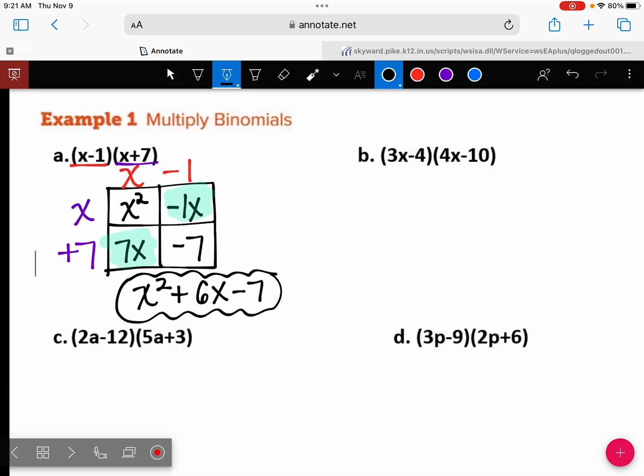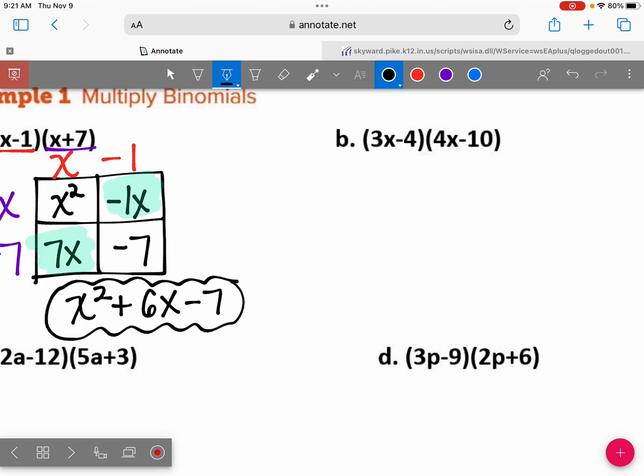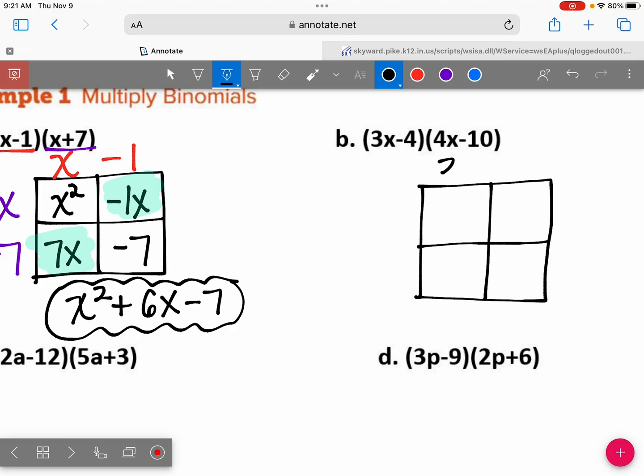All right, let's do another one. Let's look at box B. We'll just do a couple more. Fill in all 4 squares. So I'm going to put my 3x minus 4 across the top. 4x minus 10 goes down the side. And then I'm going to go back and look at one of the previous equations that was brought to my attention that I might have dropped a variable. So we'll go back and look at that.